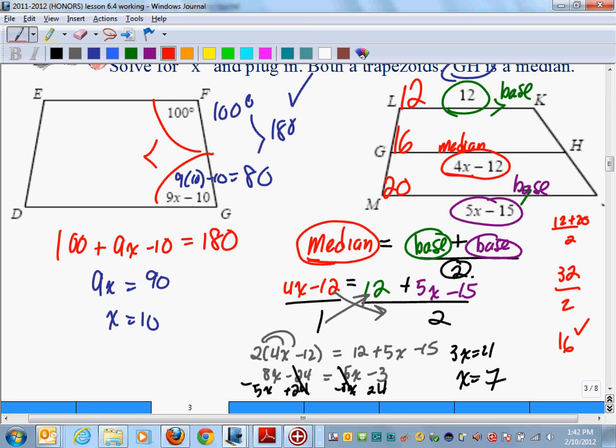Because it's an average, buddy. Average, and divided by 2. Right, take a look up here, guys. X equals 7. But what's nice is you can check it. You get 12 and 20 for the bases. You add them up, you get 32. You divide by 2. 16. All right, go on to page 4.